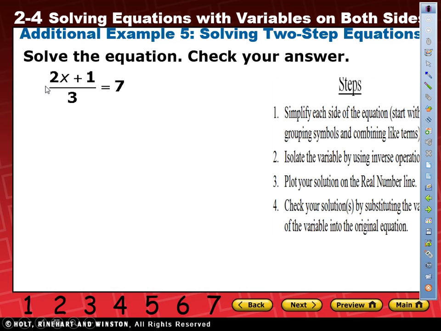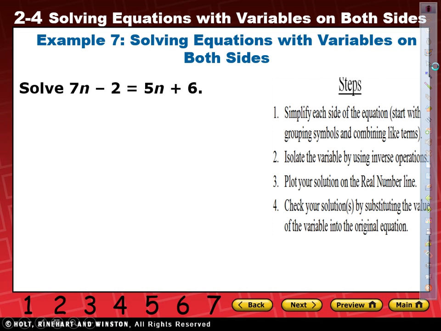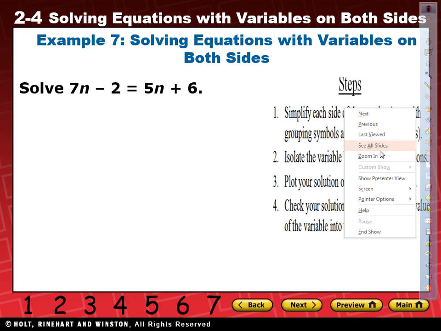Okay, so also 2 lessons ago, we did these. What happens to these? We multiply times 3 on both sides, and then we continue solving, right? Same thing with this one. Multiply times 2 on both sides and continue solving. Okay, and that's where we arrive here. Copy this one down, please. Example number 7. Solve: 7n minus 2 equals 5n plus 6.